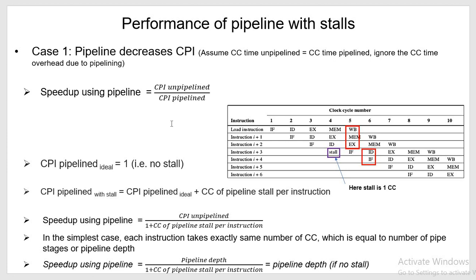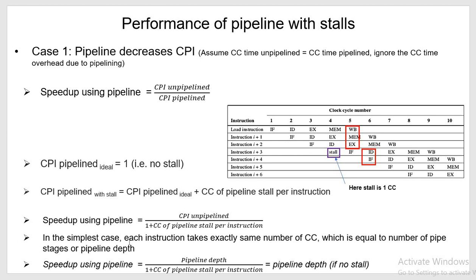So now we put these values, and the speed up using pipeline with stall will become CPI unpipelined upon CPI pipeline ideal plus CC of pipeline stall per instruction. So this will be the equation which can be used to calculate the speed up.